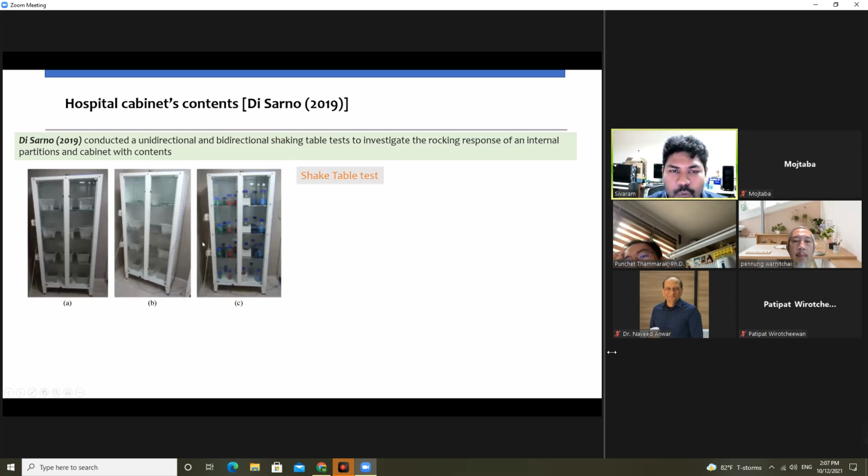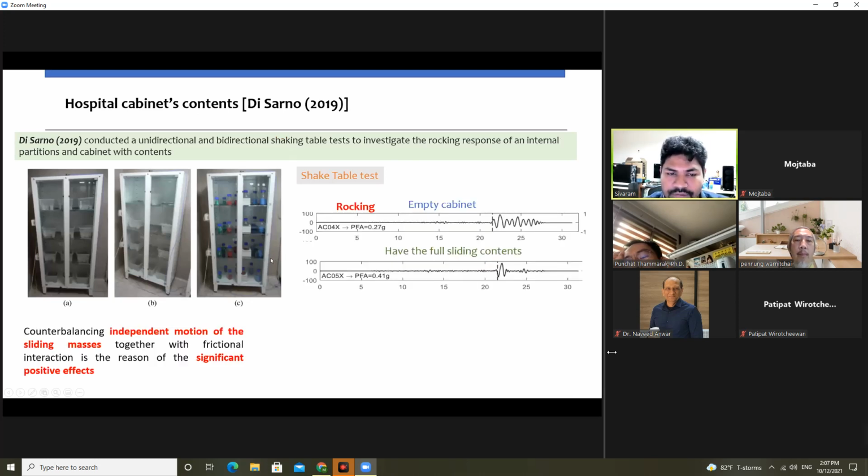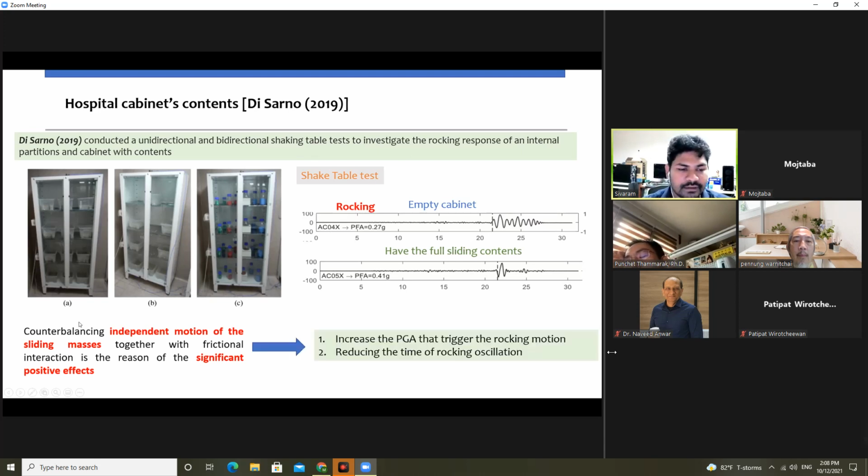Then the other one: the content inside bookshelves. Here, Daishano conducted a shake table test on content inside the bookshelves. These are the positive effects of content inside the blocks. Content inside the blocks can increase the peak ground acceleration that triggers the rocking motion. As we can clearly see, this one is 0.27, this one is 0.441, and the rocking acceleration is reduced. So content inside the blocks has positive effects considering this point.